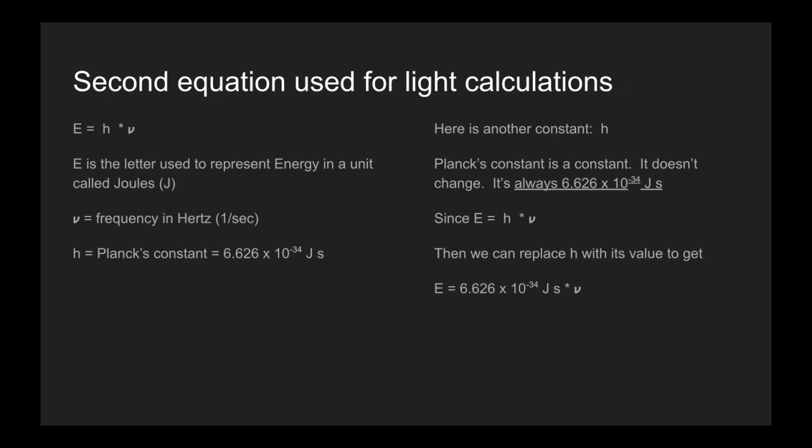Okay, here's our second equation that we use for our light calculations. It's pronounced E equals H times nu. Right? E is representative for energy. Again, remember in Einstein's E equals mc squared, we have E there as well, and that's what it stands for. It stands for energy. The units that we use for energy in chemistry are joules, and we can convert between joules and probably a unit that you're used to, calories.